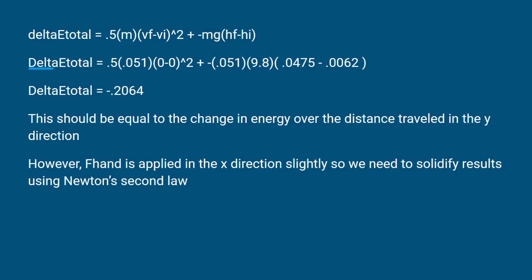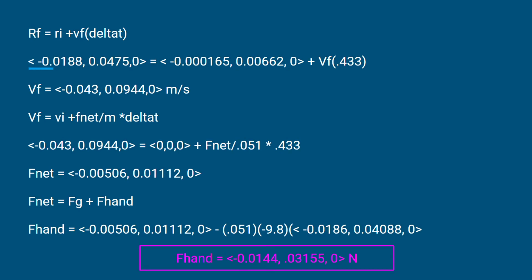there is another force being applied here, and F hand is applied in the X direction as well, so we need to slightly modify these results by using Newton's second law instead of these energy changes, which I have done here. As you see, I calculated going backwards from my position equation to my velocity equation to calculating F net, and then from F net I calculated F hand, and I got my F hand to be what is shown below in pink, which makes sense due to the fact that I did throw the ball in a little bit of a negative X but a positive Y direction in total.